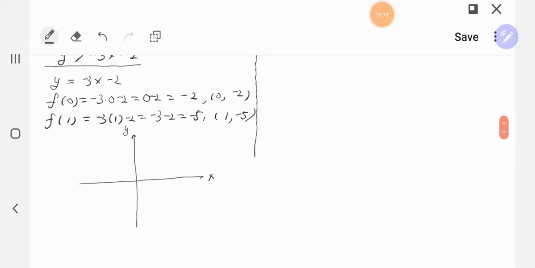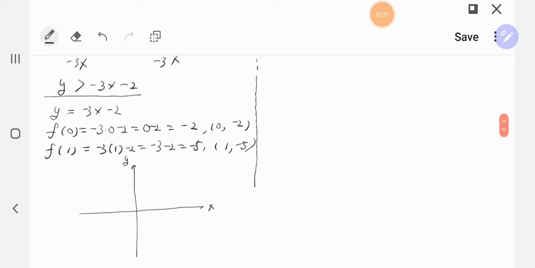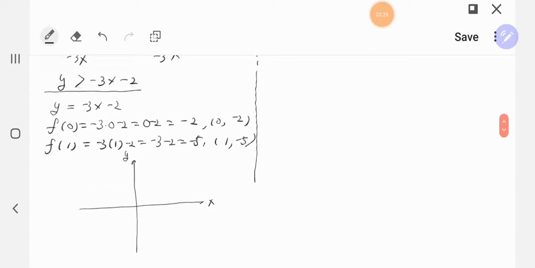X, y. Graph the straight line. So, there's no equal sign. Okay? There's no equal sign, which means this one is in slope intercept form, right?